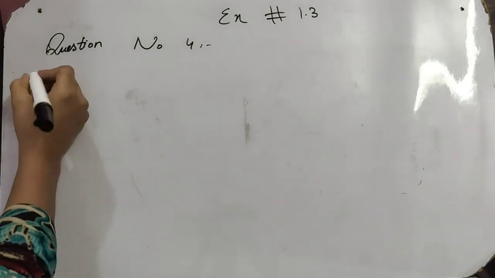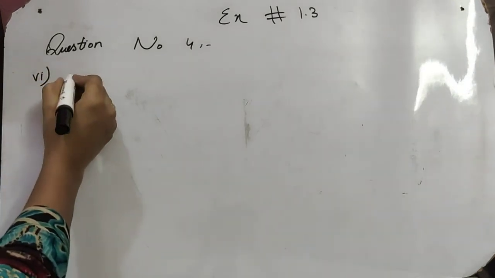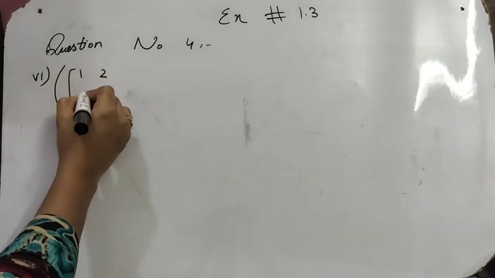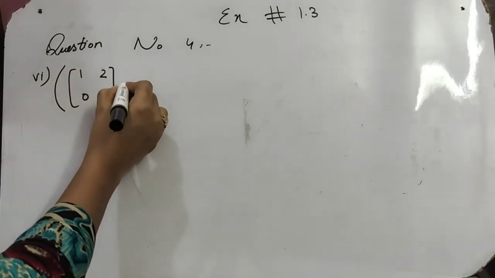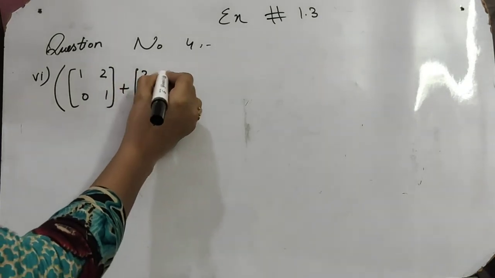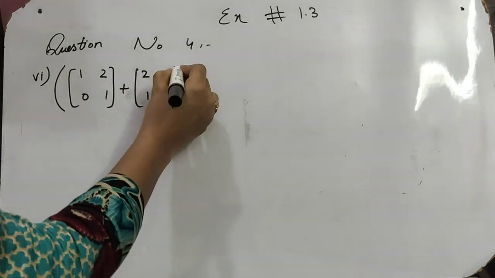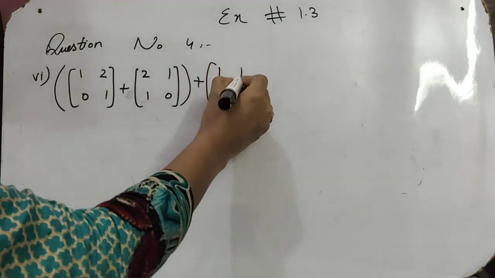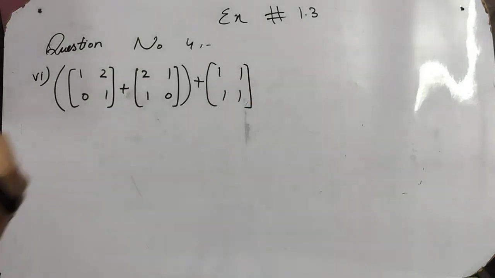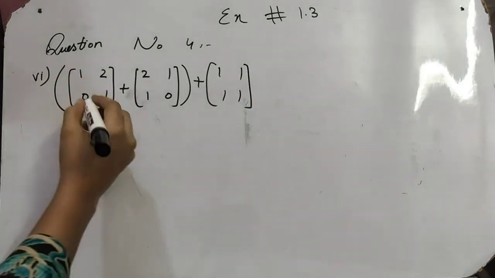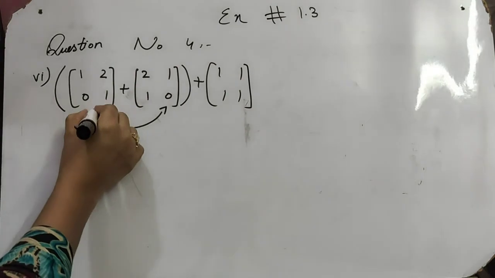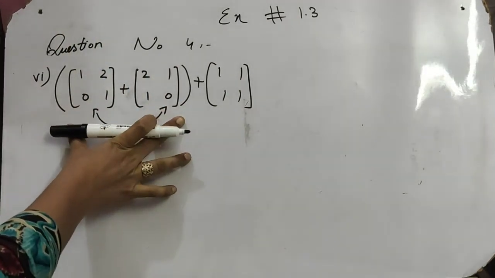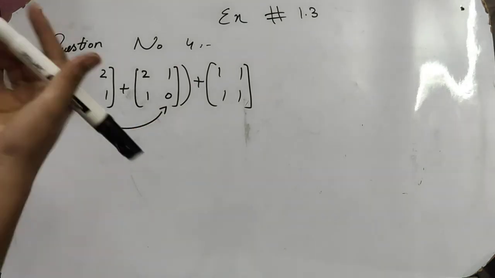The last part of question number 4 is [1 2; 0 1] plus [2 1; 1 0] plus [1 1; 1 1]. Okay, we first solve these matrices because they are inside the bracket. We first solve the bracket by the rules.